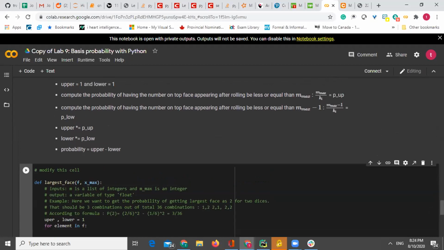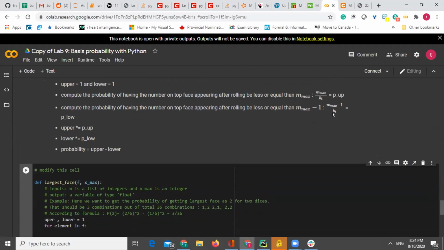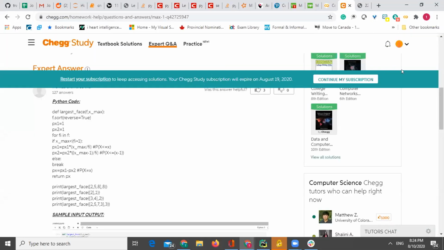So let me see. M max. So M max is equal to X max, right? No. What is equal to X max, you said? Here I see X max and here I see M max. So is M max equal to X max? Yes, you're right. Got it. Oh, okay. Yeah, I still don't understand this.